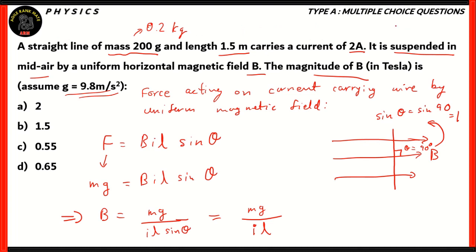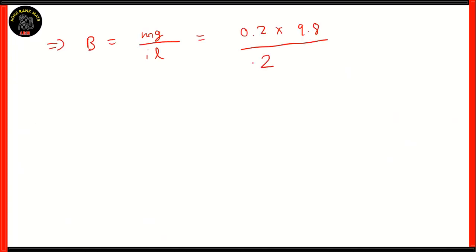Now we are going to solve for this particular equation. So B stays the same, mg over IL. Now we know that mass is 0.2. Acceleration due to gravity, we're told to take 9.8 meters per second squared, over the current, which is 2 amperes, and the length of the wire is 1.5 meters. Okay, now from here on out, it's just simple arithmetic.